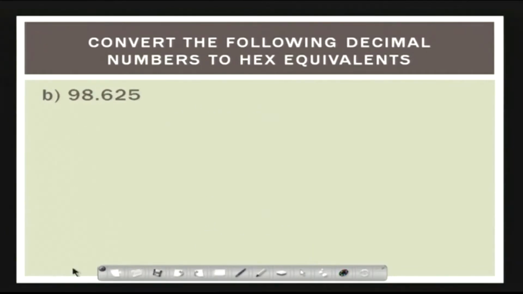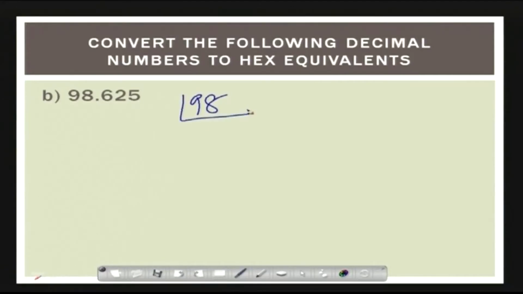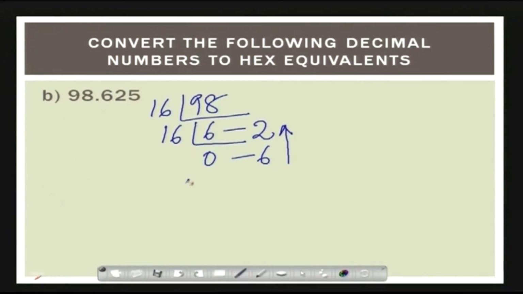Now, we will take another example, 98.625. To convert this decimal number to its equivalent hexadecimal number, first we will take 98, which is the integer part, and as usual we have to divide by 16. So, I get 6 and the remainder as 2. If I divide 6 further by 16, I get 0 and the remainder 6, and I have to always take from the most significant digit to the least significant digit. So, what I will be getting is 62. So, the conversion of the decimal number 98 is 62 in hexadecimal form.